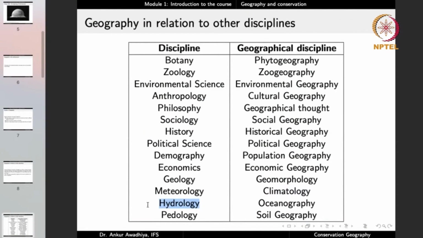Hydrology, hydro is water, so this is the science of water, and the geographical discipline becomes oceanography, writing about the oceans or describing the oceans. Pedology is soil science, and here we have the related subdiscipline of soil geography. What are the soils that are found in India or in the world? Where is a particular kind of soil found? For example, where is black soil found? Or where is forest soil found? Or where is arid soil found?